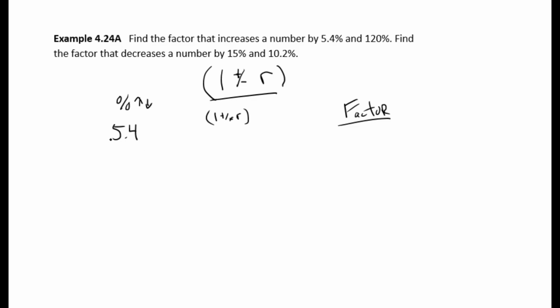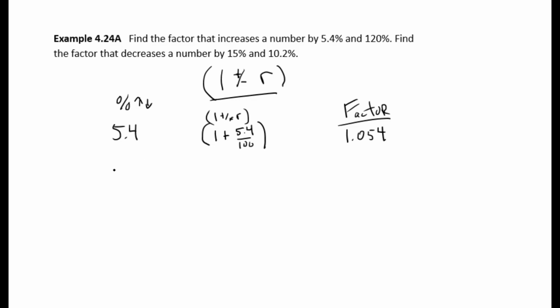My task starts out at 5. I want to increase a number by 5.4%. That means I want the number and 5.4%. So that is 1 plus 5.4 over 100. Because that's what 5.4% means. And so the factor, if I put this in my calculator, I'm going to get 1.054.